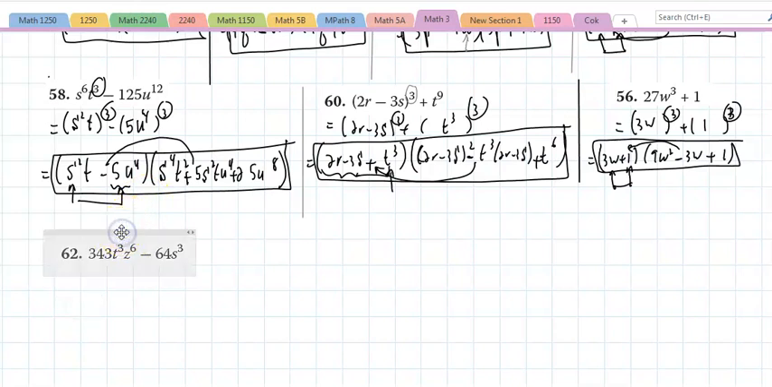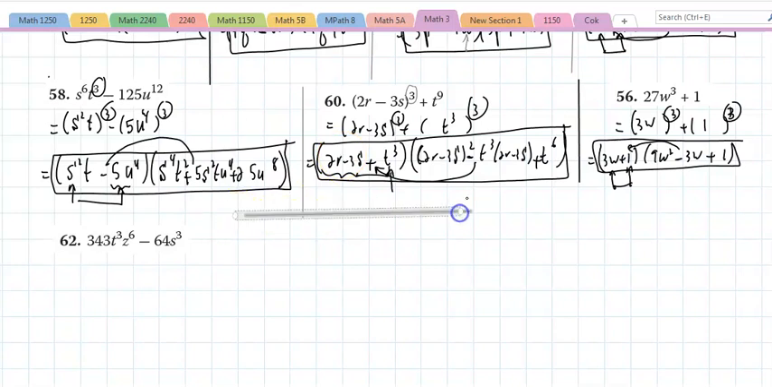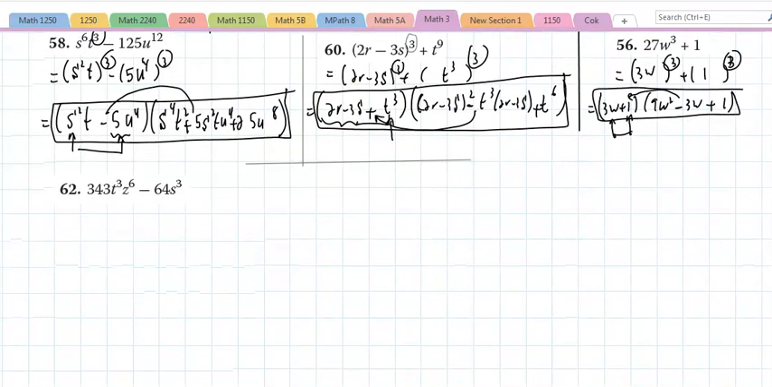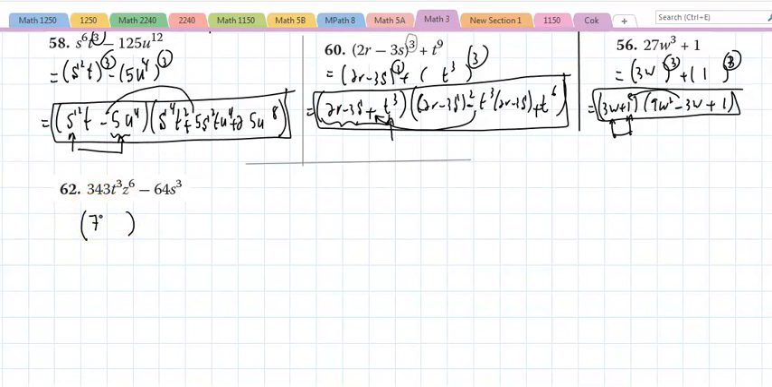That's the last problem we're going to do in this section. If I take the greatest common factor, none. So what do you raise to the third power to get 343? 7. Let me see. Is it 7? Let me think really quick. 7 times 7 is 49. Yeah, 343. That works. 7tz squared, cubed, minus 4s.